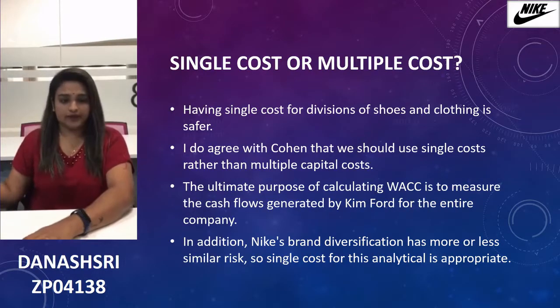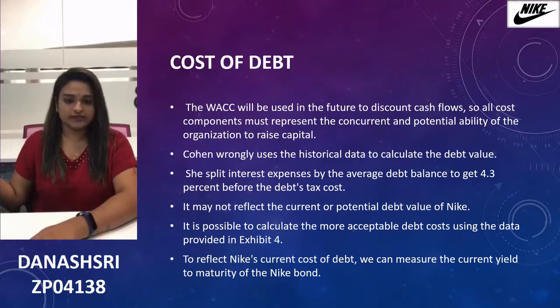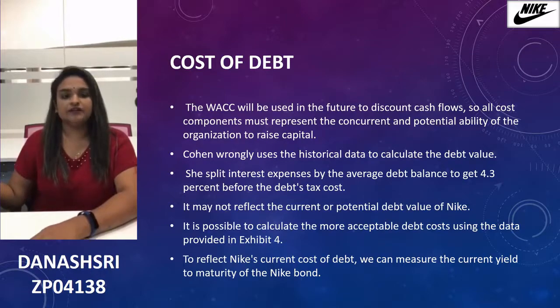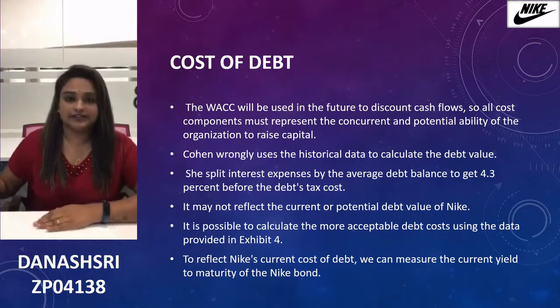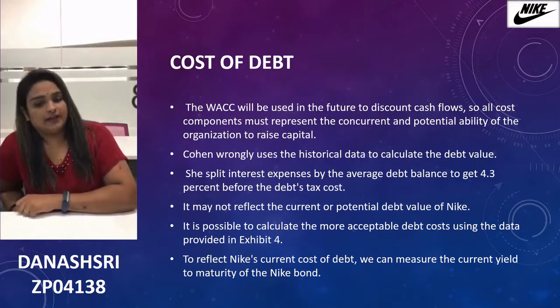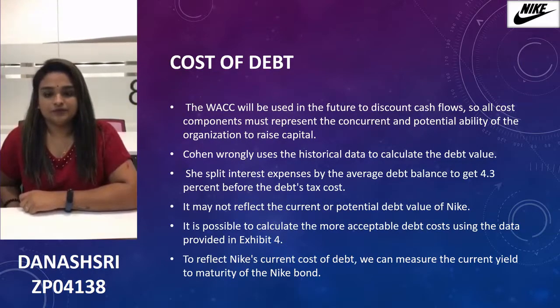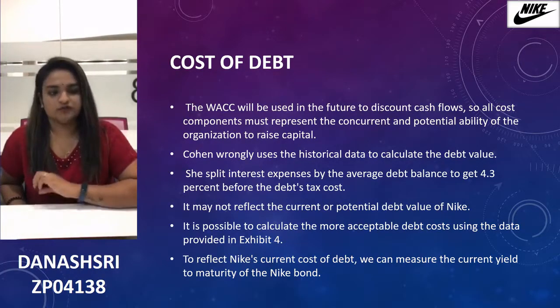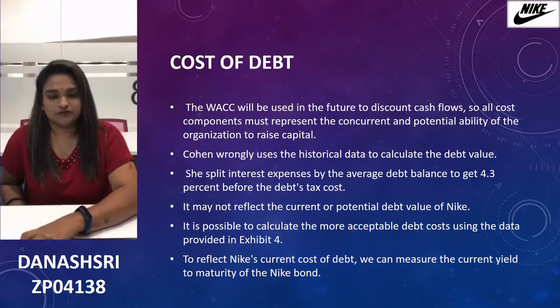Moving on to cost of debt. The WACC is used for discounting cash flows in the future. Thus, all components of cost must reflect the firm's current or future ability to raise capital. Cohen mistakenly uses historical data in estimating the cost of debt. She divided the interest expenses by the average balance of debt to get a 4.3% before-tax cost rate. It may not reflect Nike's current or future cost of debt.